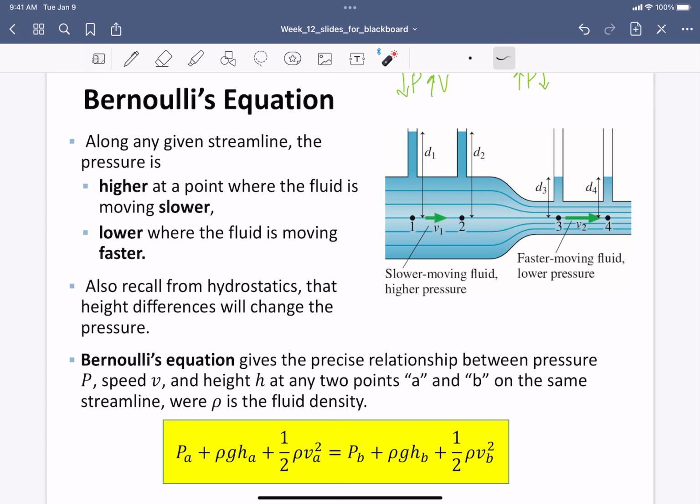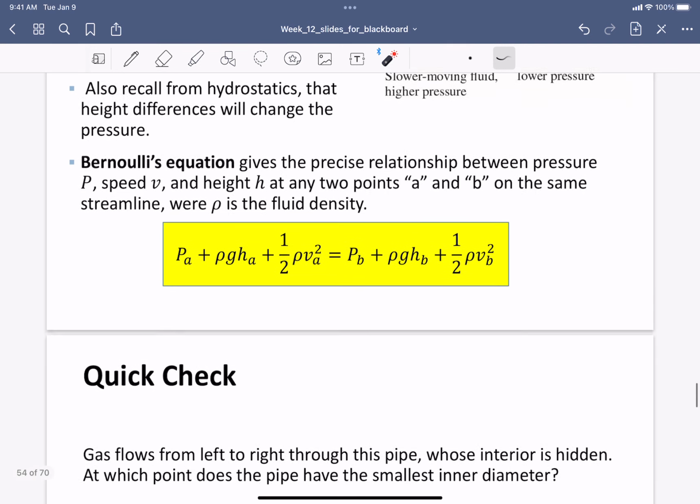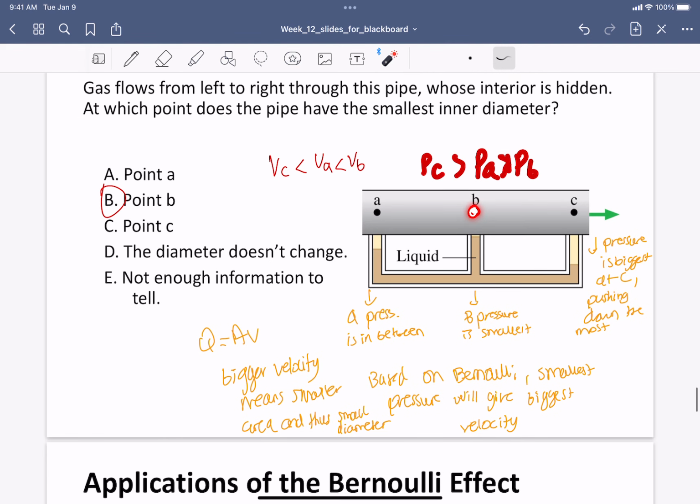So lowest pressure, highest speed, and then the smallest area. So low pressure, highest speed, smallest area, right? And so if your area is smallest for point B, well, we know based on the area pi r squared that the radius would be smaller. And if the radius is smaller, well, the diameter is 2 times the radius. So if the radius is the smallest for point B, then your diameter would be the smallest. Does that make sense?